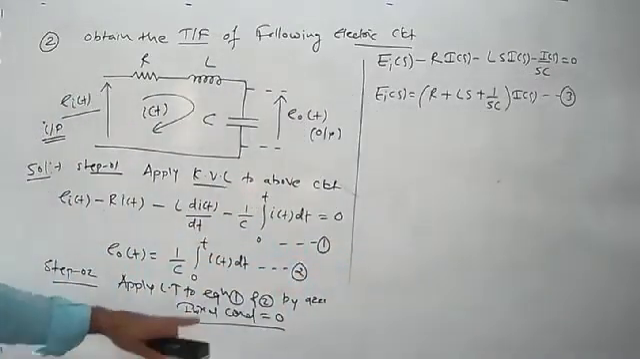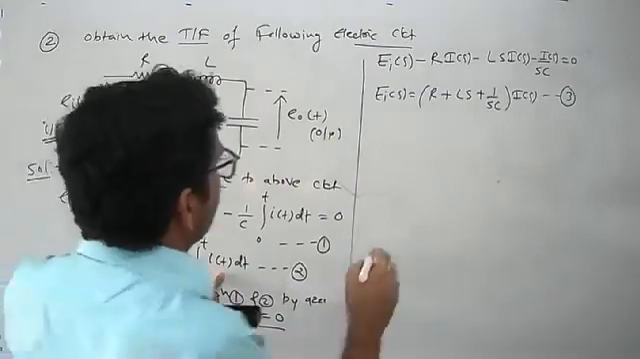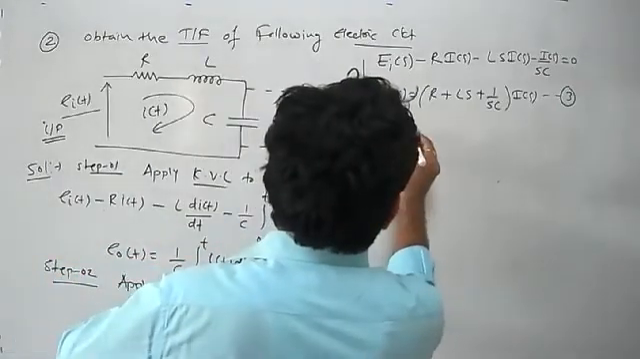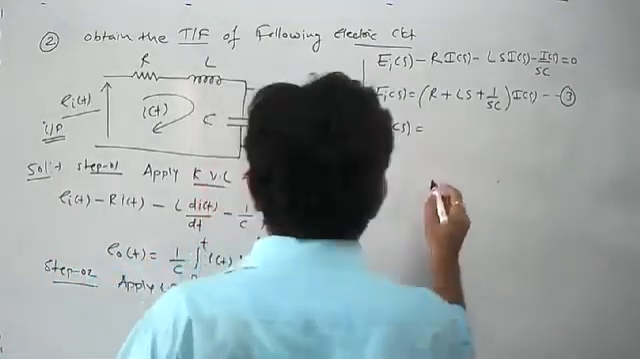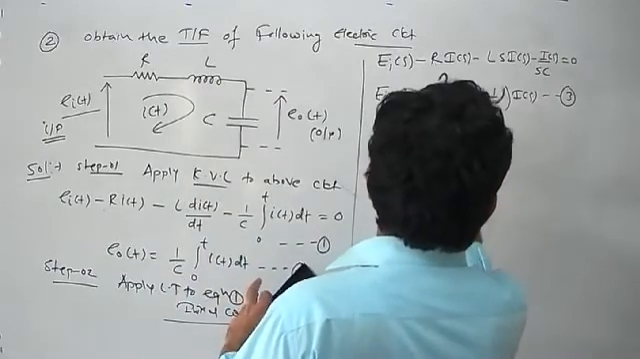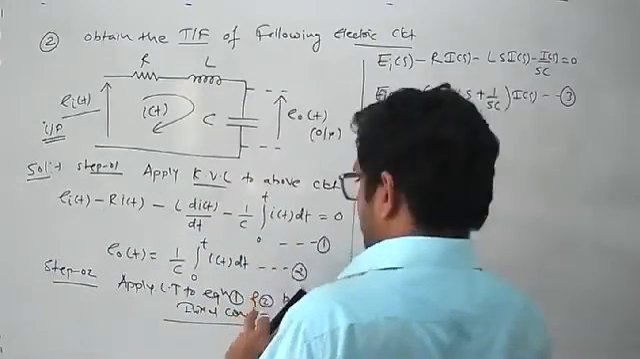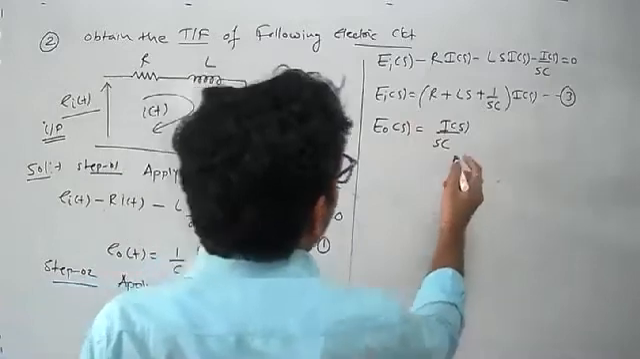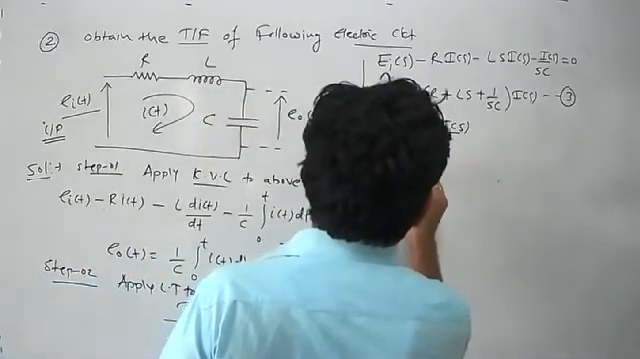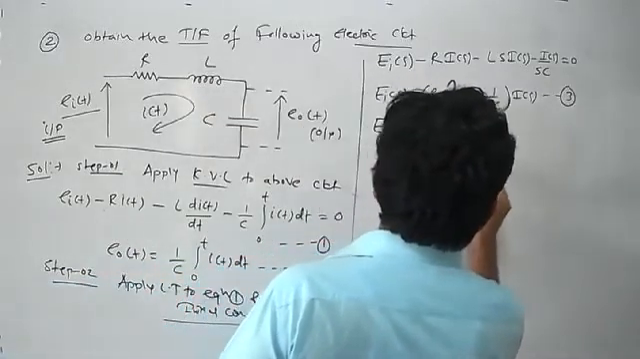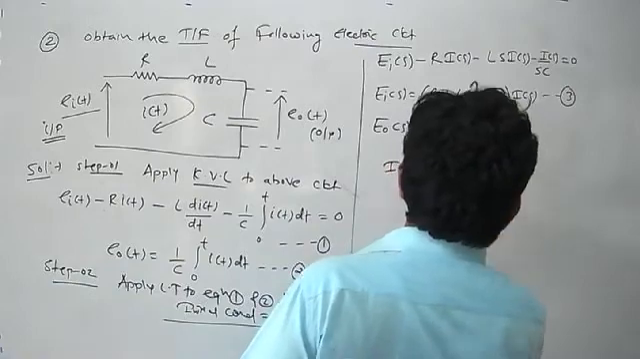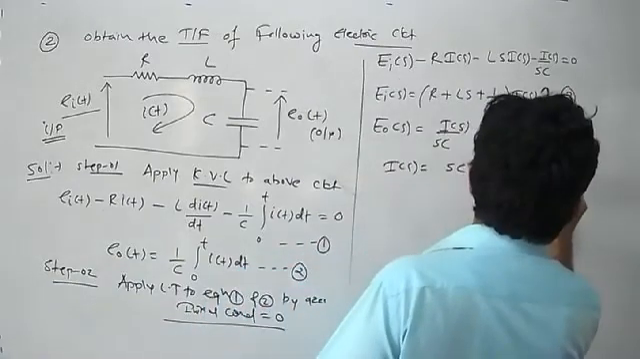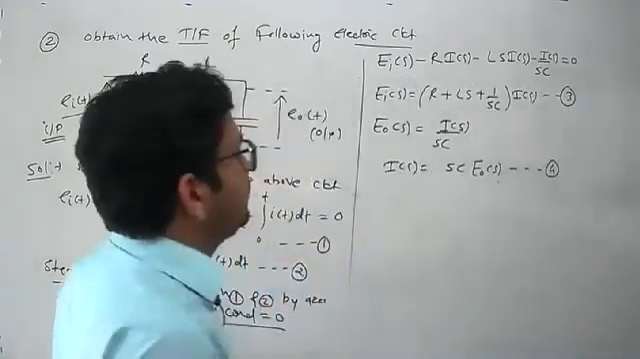In the same way, you need to apply Laplace transform to equation number 2. So here we can write E naught of S, which is nothing but 1 upon SC into I(s). Or if you rearrange the terms, we can write I(s) is nothing but S into C into E naught of S. Let this be your equation number 4.